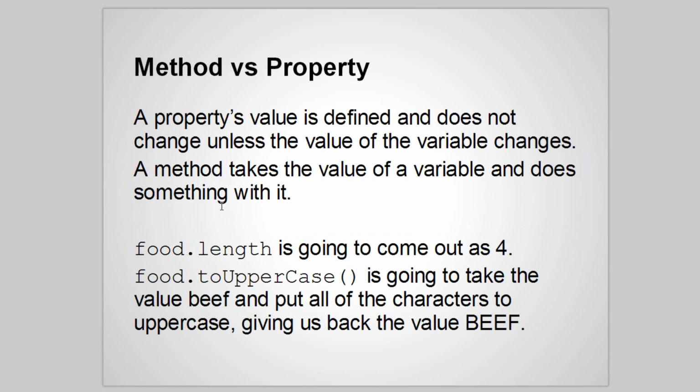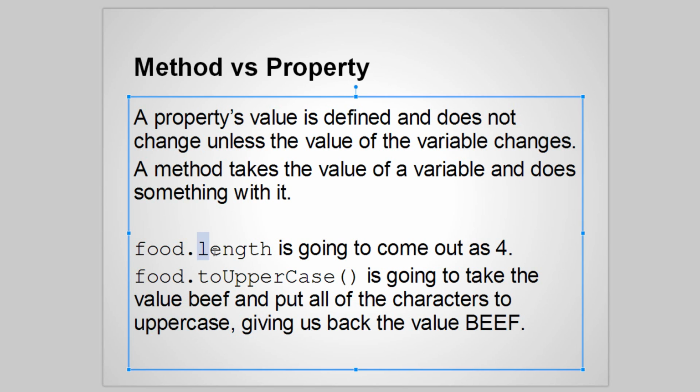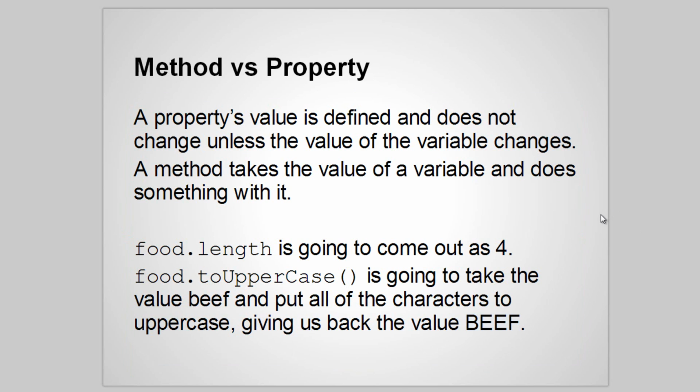So what's the difference? A property's value is defined and does not change unless the value of the variable changes. A method takes the value of a variable and does something with it. So basically, a property has a value, a method does something with the variable's value. food.length is going to give us 4, whereas food.toUpperCase(), which is a method, is going to take the value beef and put all of the characters to uppercase, giving us back the value BEEF in all capital letters.